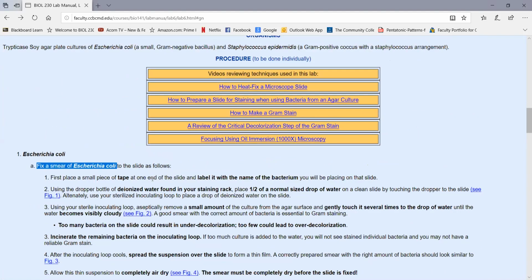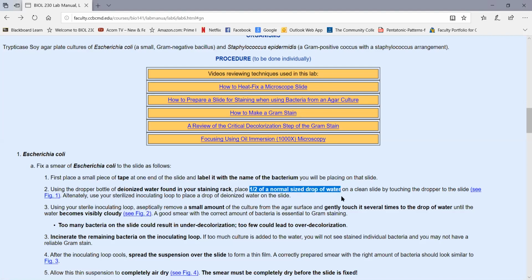But again, for preparing the smear, make sure you definitely go back and read how to prepare or watch the video on how to prepare a slide for staining when taking bacteria from an agar culture, and how to heat fix the slide. Because again, there's a lot of little tips along the way. Remember, the amount of bacteria is very critical. We want to make sure also we label the slide so we know which bacterium is on which slide and which side of the slide is up, so we don't accidentally turn it over during the process. Remember, you want a very small drop of water.